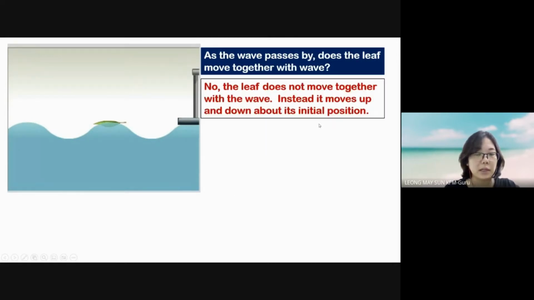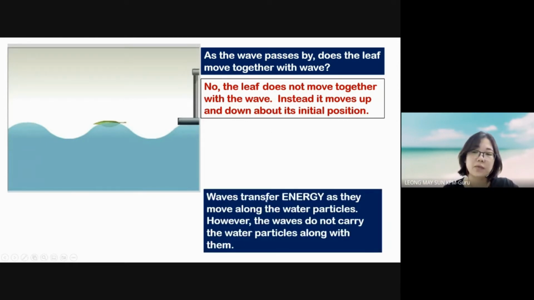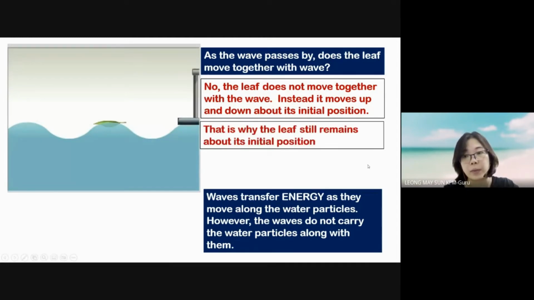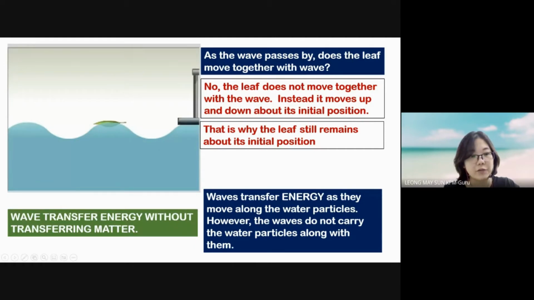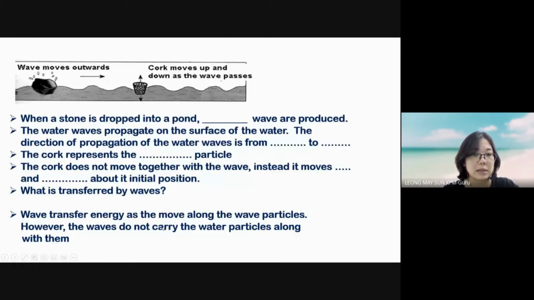So the leaf will not move away, right? Instead, it will oscillate. This is considered oscillation. It moves up and down about its initial position, which we can also consider as the equilibrium position. Waves transfer energy as they move along the water particles, but the wave will not carry the particles away along with it. So one conclusion I want you all to remember is that a wave is a transfer of energy without transferring matter. Write that statement down because that is the definition of a wave.